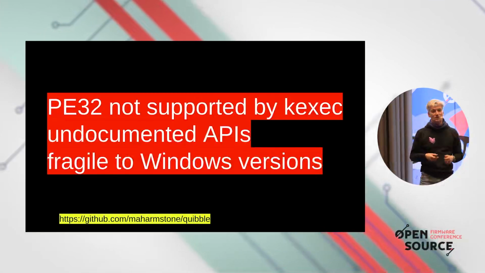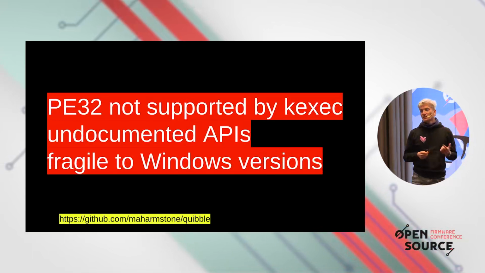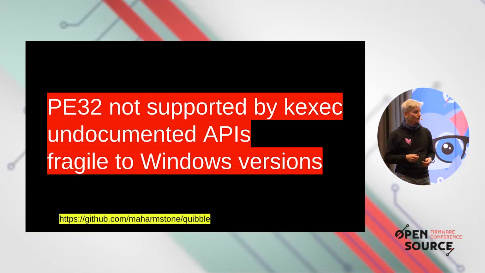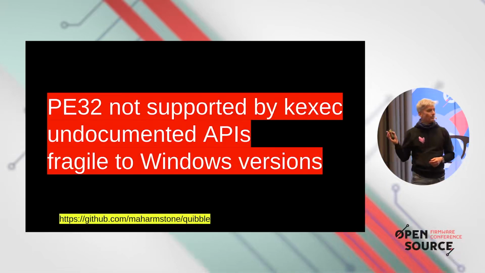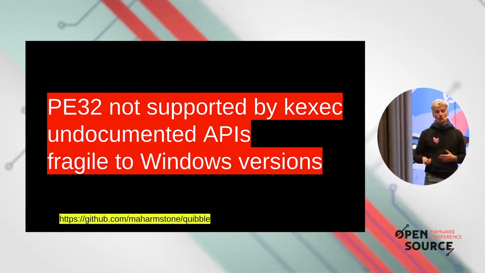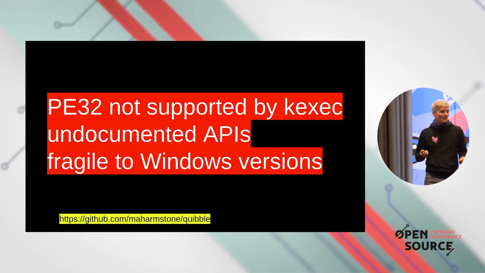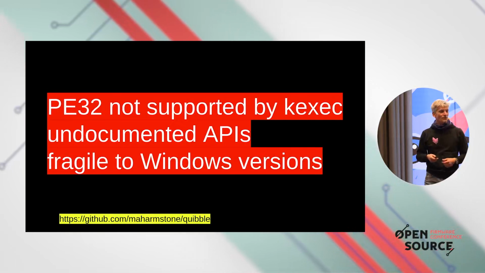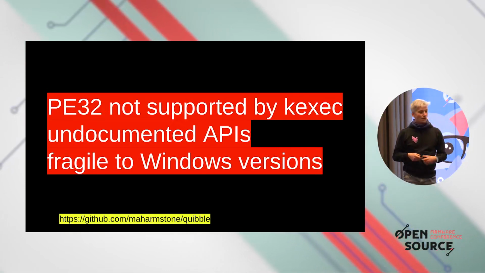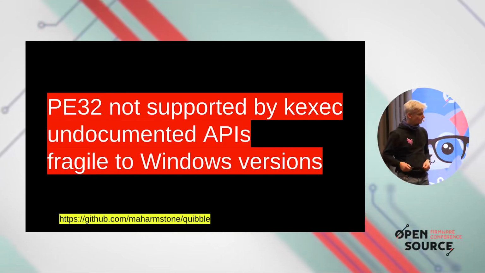You know, kexec doesn't support PE32. There's lots of undocumented APIs that the boot manager uses to hand off to the NT kernel. It's also very fragile to the Windows version. There is a project called Quibble that is trying to do exactly this, and they've reverse engineered the Windows boot manager to be able to exec the kernel. But again, it only supports certain versions. It's hard to upgrade, and Windows could break it pretty quickly, just accidentally.